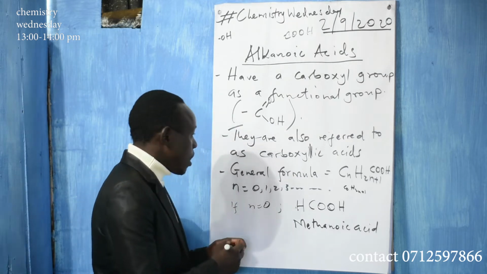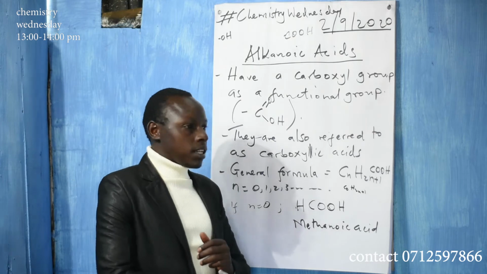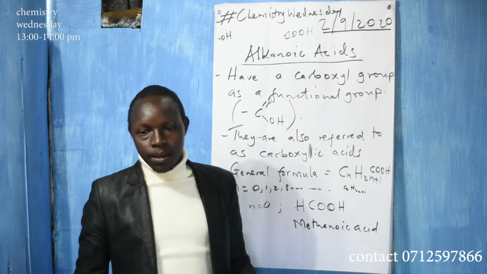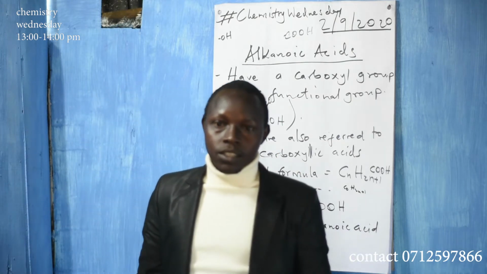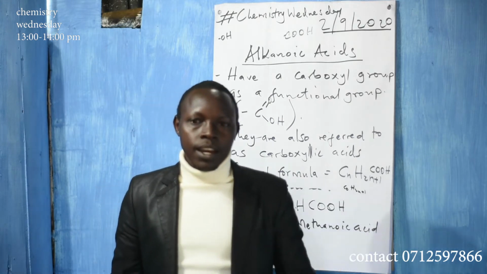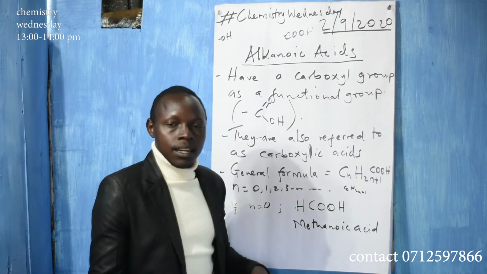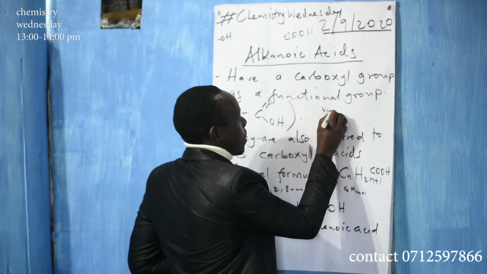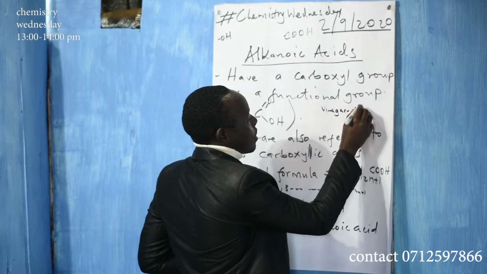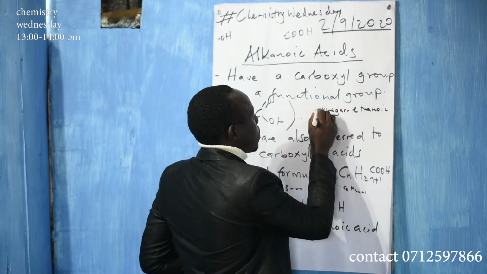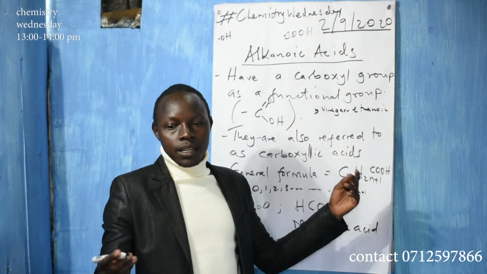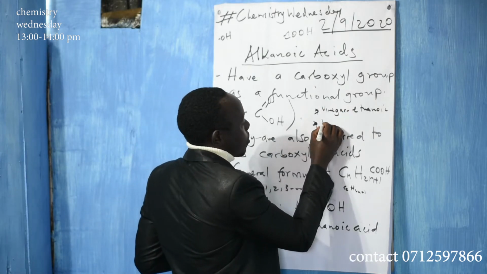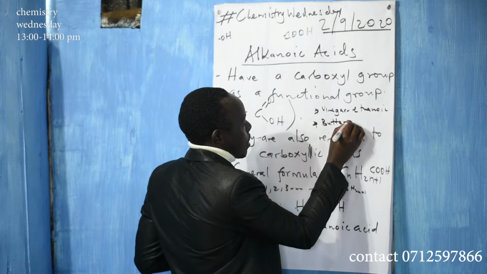And now these carboxylic acids or alkanoic acids are found in compounds like vinegar. You know vinegar? Vinegar is used as a food additive, and it contains carboxylic acids. Majorly, vinegar is ethanoic acid. The common name for ethanoic acid is sometimes acetic acid. So vinegar contains ethanoic acid. Now, butter, you know butter? Yes.